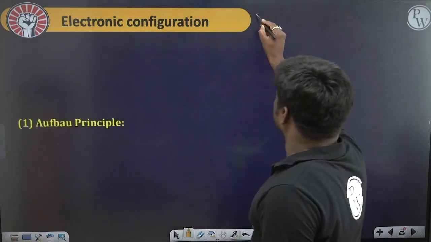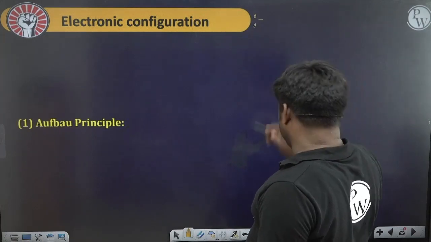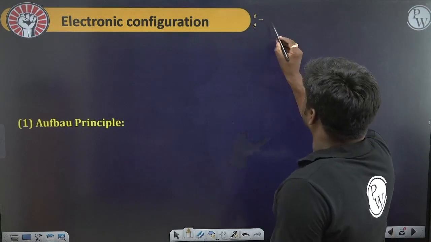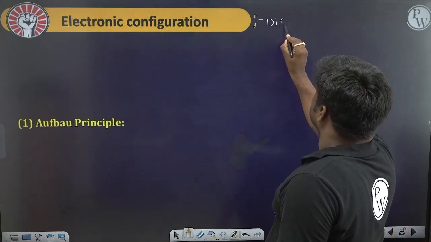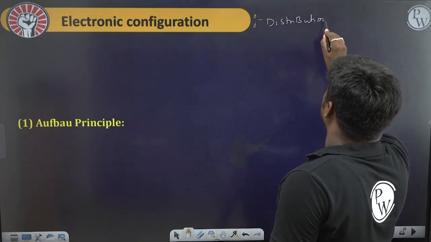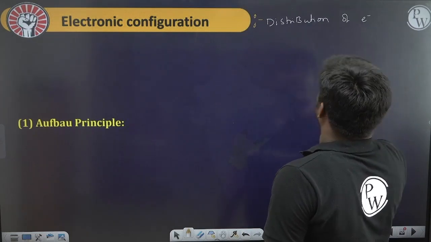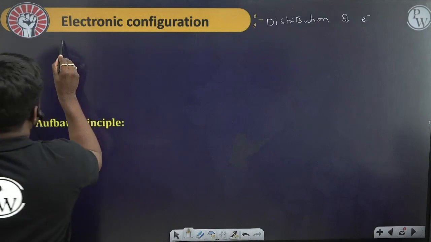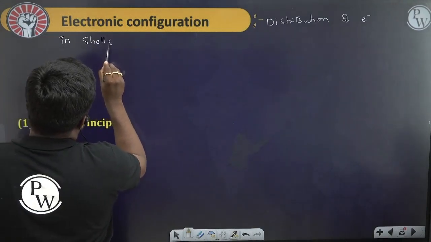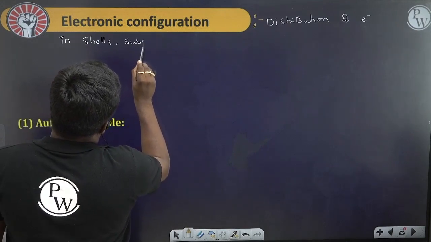It is distribution of electrons in shells, subshells, orbitals.